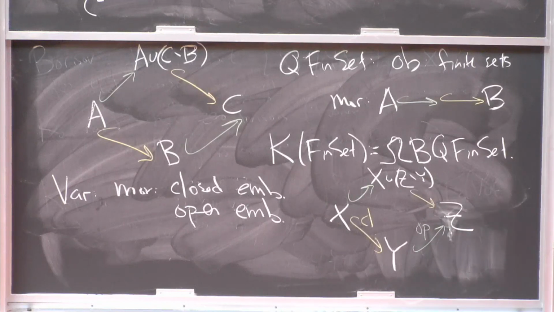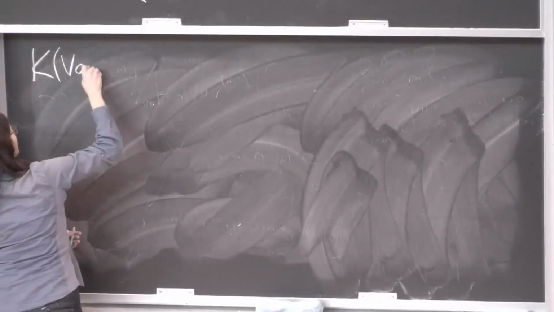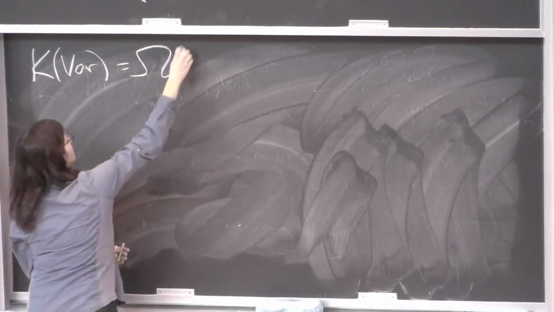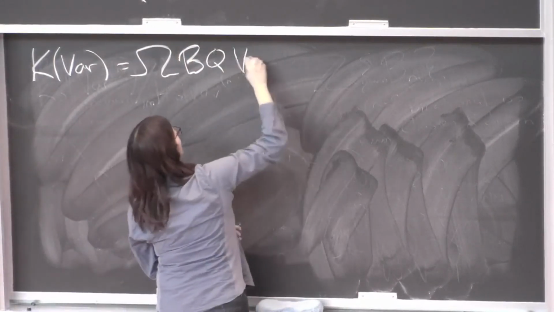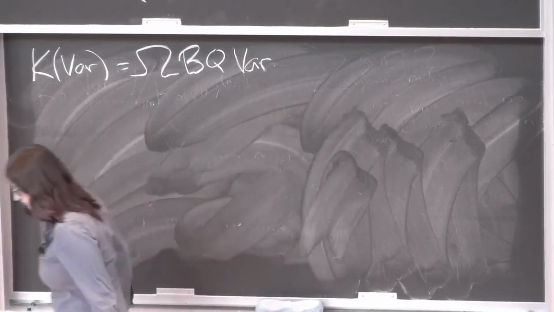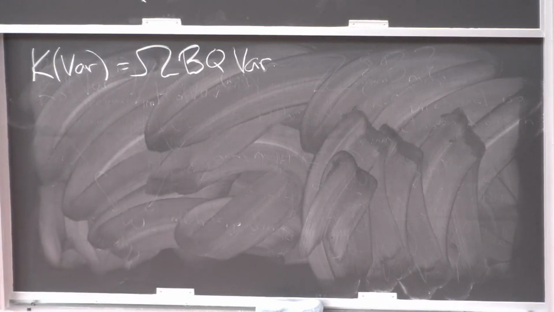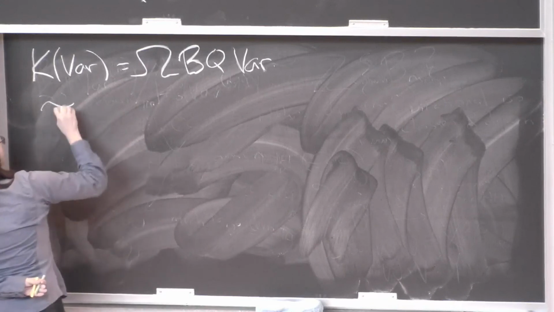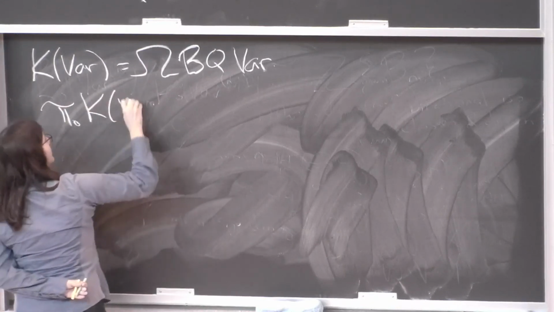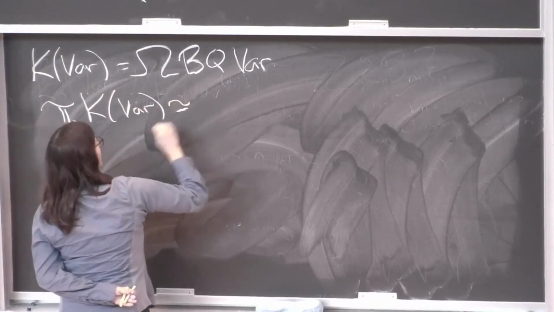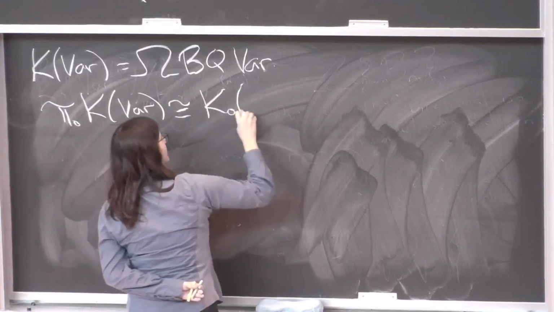So now we can define the K-theory of varieties to be loops on BQ of varieties. And in fact, you can check, exactly analogously to the way you prove in Quillen's case that K0 is what you want, you get that pi 0 of the K-theory of varieties is exactly K0 of varieties.